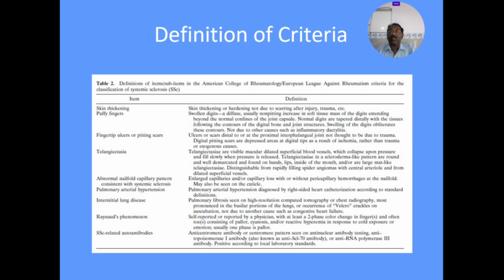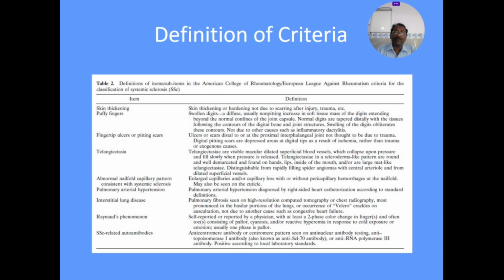Telangiectasia in the scleroderma-like pattern are round. They are round and well demarcated, and they are found on the hands, lips, inside of the mouth, distinguishable from rapidly filling spider angiomas with a central arteriole and from the dilated superficial vessels. So that is telangiectasias. What about the Raynaud's phenomena?